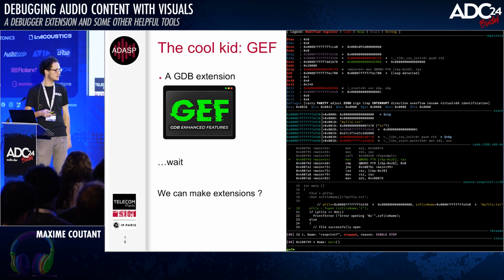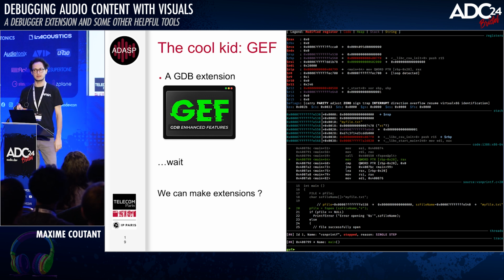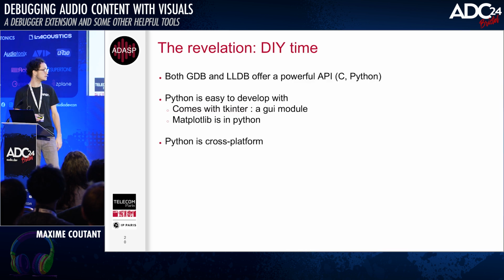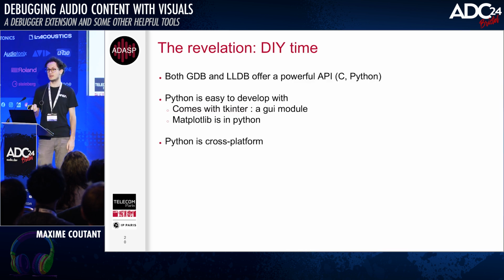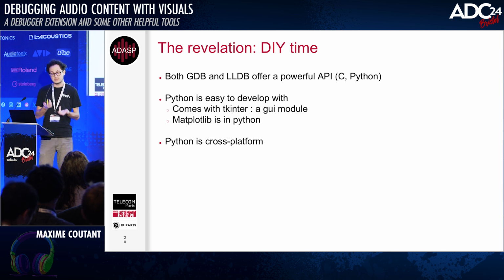Great tool. And I was thinking, well, if this is a GDB extension, does that mean that we can make extensions for debuggers? And it turns out, yes. Both GDB and LLDB, so the two biggest debuggers, both have a really powerful API, both in C and Python. And the thing is, I know Python. Python is easy to develop with.